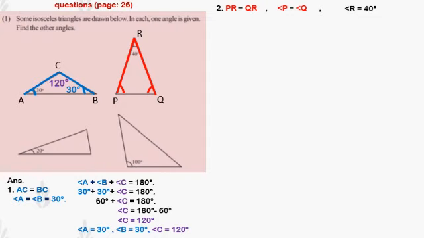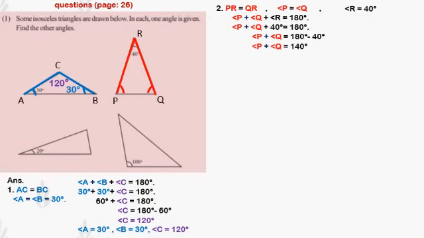We know sum of angles in a triangle is 180 degree. So let us write angle P plus angle Q plus angle R equal to 180 degree. Let us substitute angle R equal to 40 degree here. So we get angle P plus angle Q plus 40 degree equal to 180 degree. So we can solve it, that is angle P plus angle Q equal to 180 degree minus 40 degree, that is angle P plus angle Q equal to 140 degree.